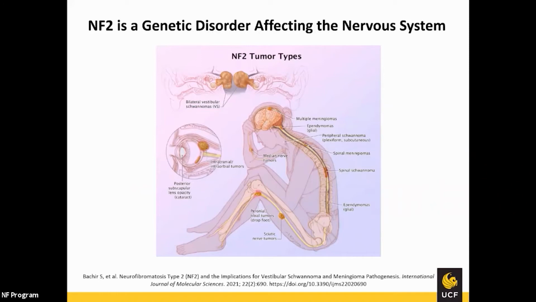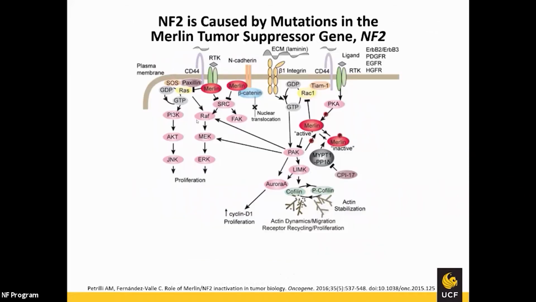NF2 is a rare genetic tumor predisposition disorder of the nervous system. NF2 patients can develop schwannomas, meningiomas, and ependymomas. Bilateral vestibular schwannomas are diagnostic for NF2. This lab focuses on development of therapeutics for schwannomas.